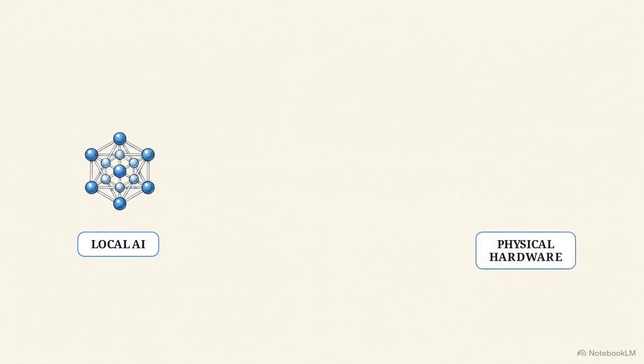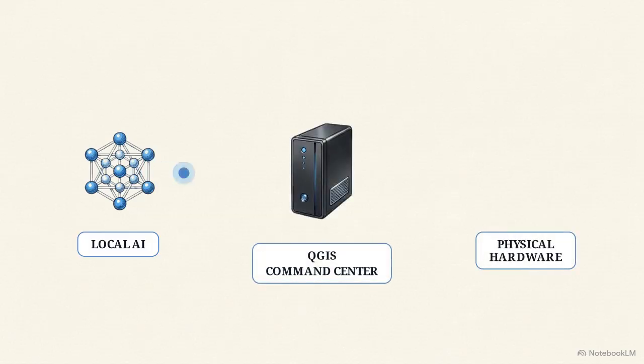By integrating local AI directly with physical hardware, QGIS functions as a secure command center, the connective tissue between digital intelligence and physical execution.